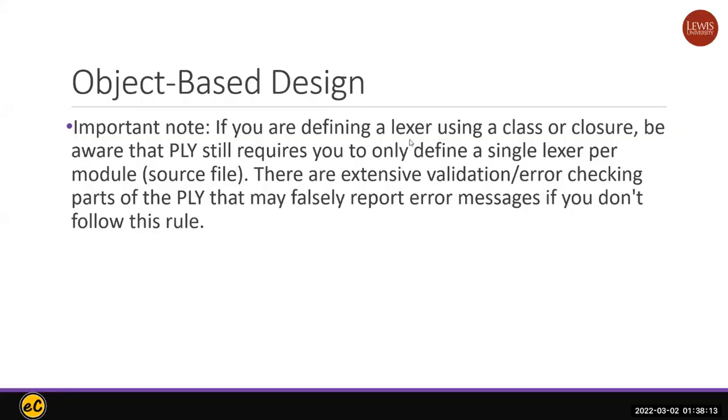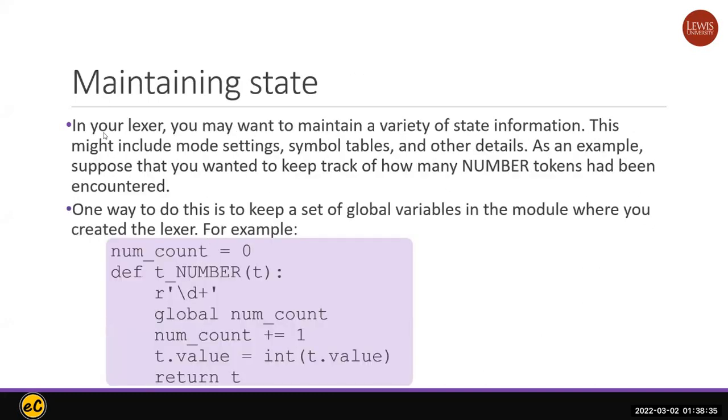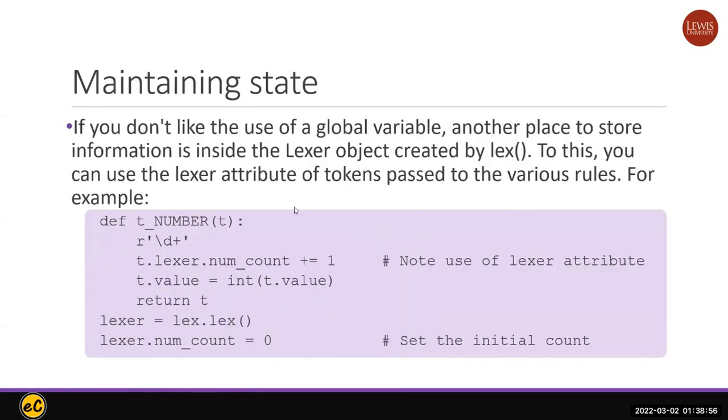Important notice: if you are defining a Lexer using a class or closure, please be aware that you are still required to define a single Lexer per module, okay? There is extensive validation or error checking in the parser, which falsely reports error messages if you don't follow the rule. And maintaining the state: in your Lexer, you may want to maintain a variety of state information. This might include the mode setting. So you may want to have some global variable. If you have a counter you want to keep, you need to set that global variable outside the function. That's maintaining the status; you need a variable to maintain the value for the counter.